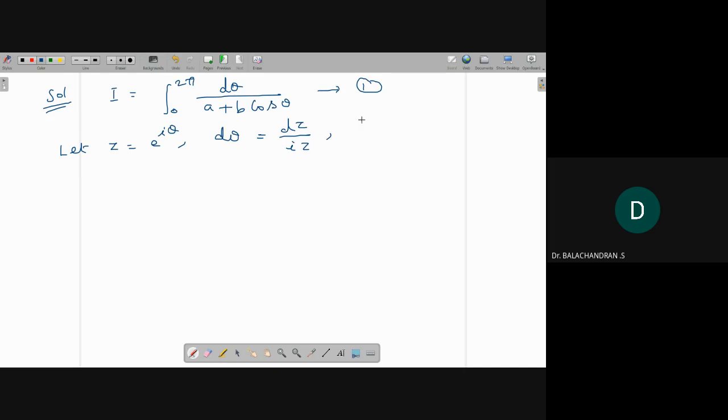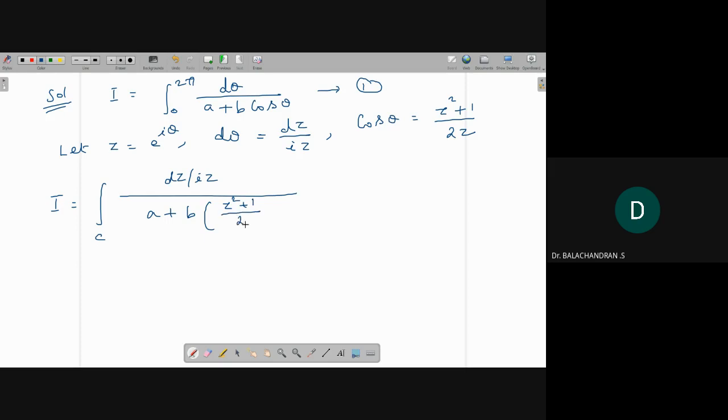And cos theta is z square plus 1 divided by 2z. So now I equal to integral over C, C is mod z equal to 1. d theta is dz by iz divided by a plus b cos theta, which is z square plus 1 divided by 2z, where C is mod z equal to 1.